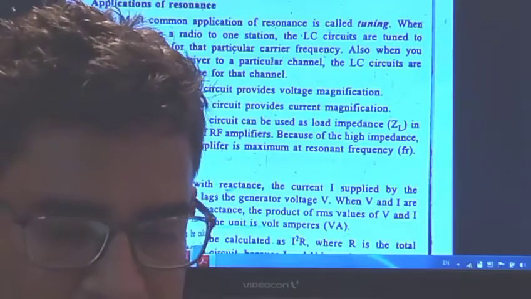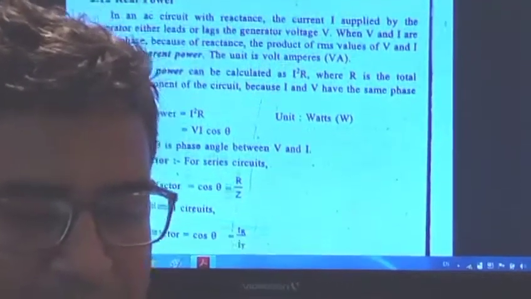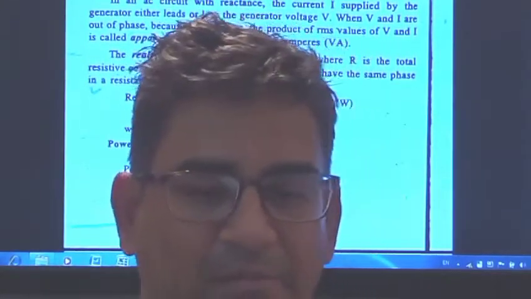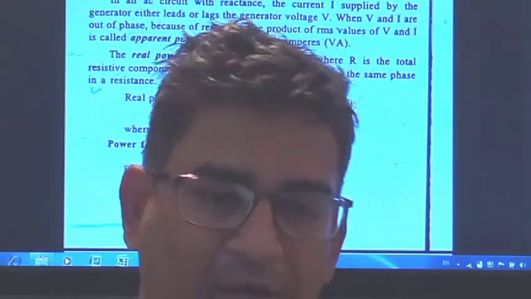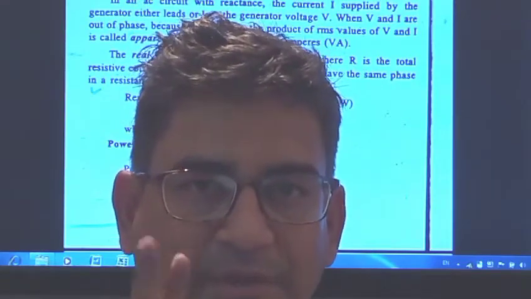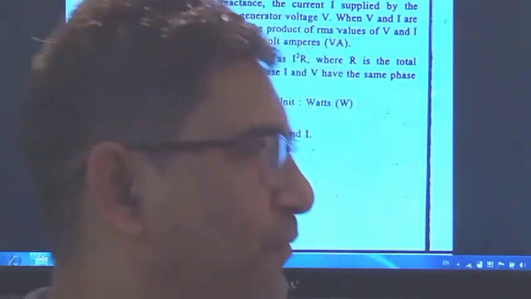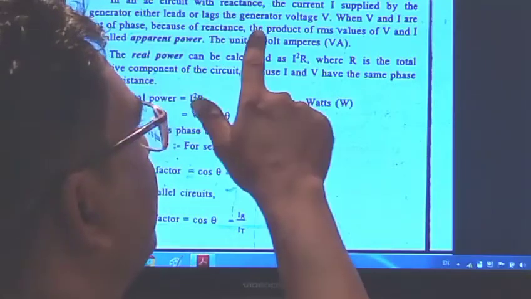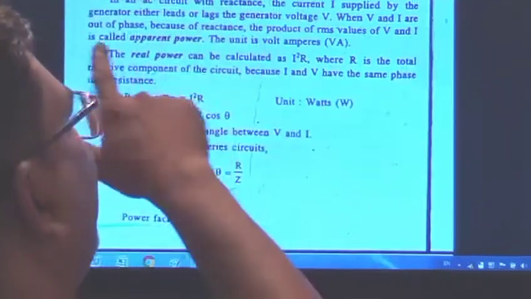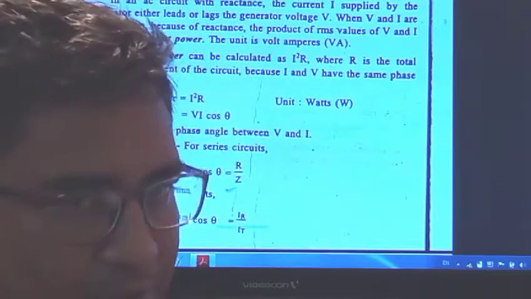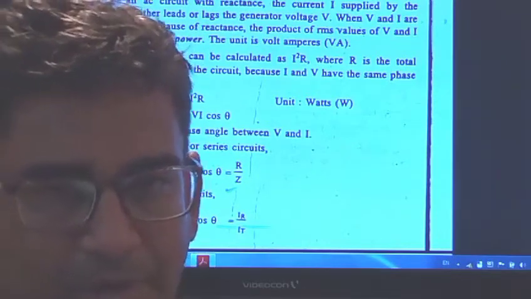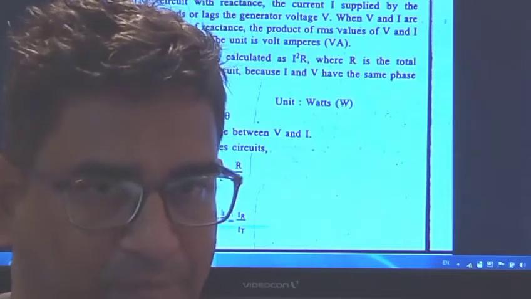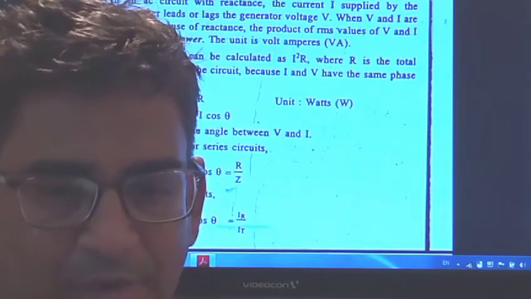Okay students, then comes the real power. In an AC circuit with a reactance, the current I supplied by the generator either leads or lags the generator voltage. When V and I are out of phase because of the reactance, the product of the RMS values of V and I is called the apparent power. The unit for that is the volt ampere. Especially in this case, it is only the volt ampere.